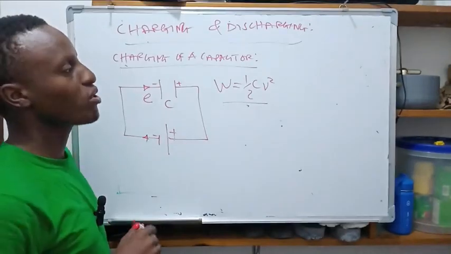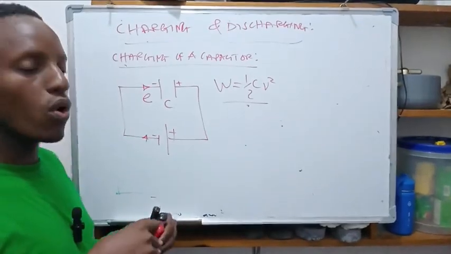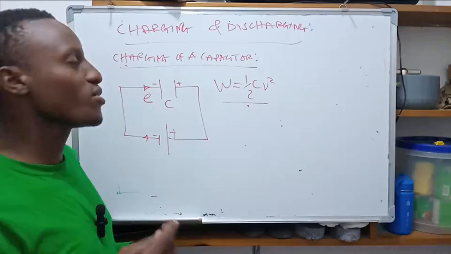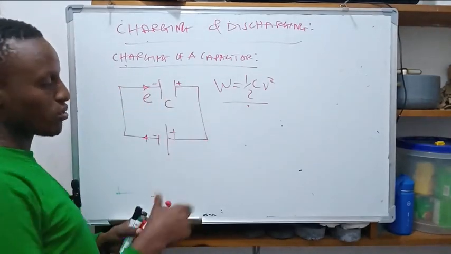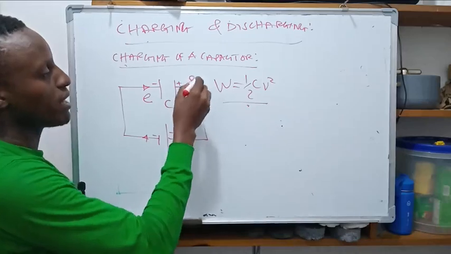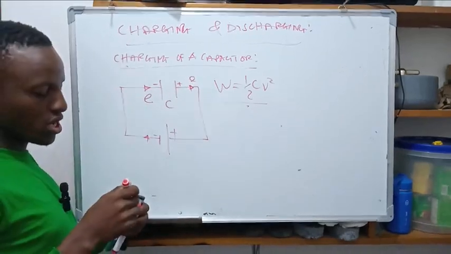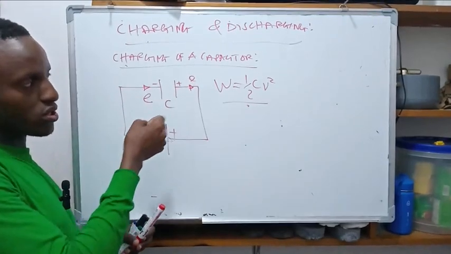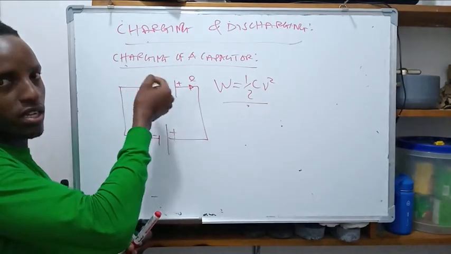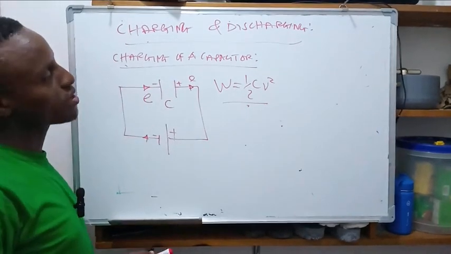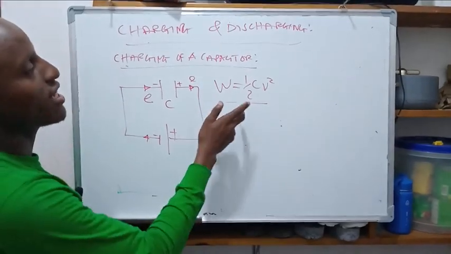I hope you remember about that. If you haven't watched that video, go and watch it first, then come back here. Now, as this one is being displaced, on the other side electrons are being withdrawn, because there is attraction here too. For that energy to work against the repulsion and attraction is what we can say is the energy stored by the capacitor.